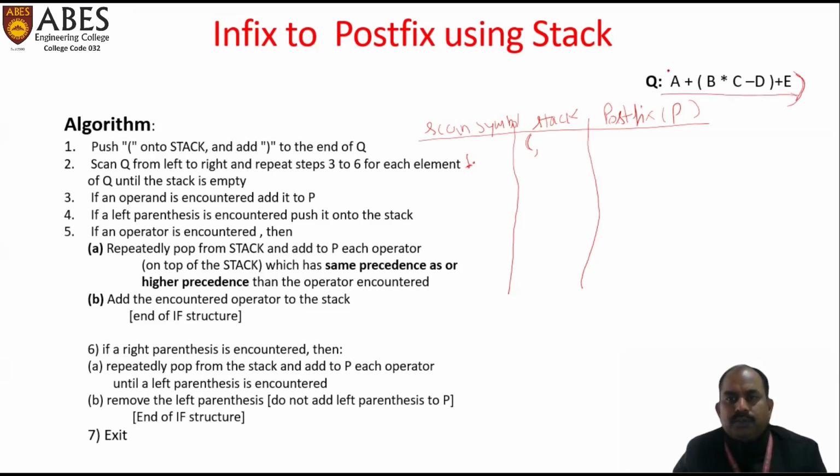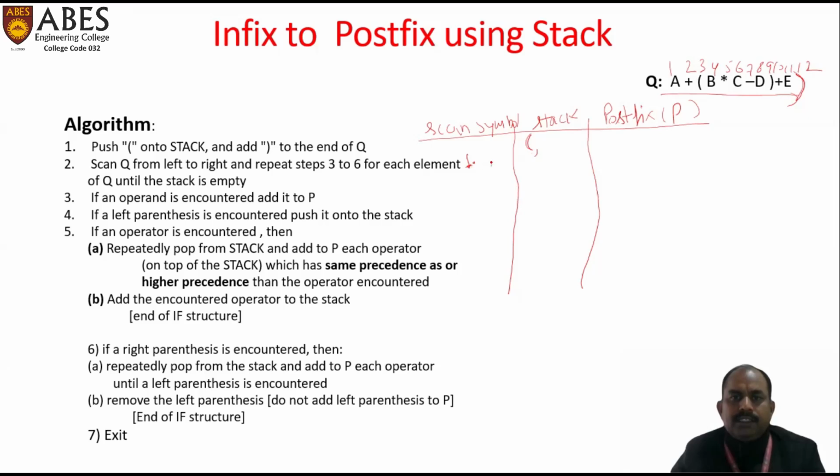So let me count the total number of symbols here. This is the first symbol, this is second, third, fourth, fifth, sixth, seventh, eighth, 9, 10, 11, and the last one is 12. So there are 12 symbols here, and we have to perform this algorithm in 12 steps. In the first step, we have added a left parenthesis on top of the stack. Then we have to scan symbols from left to right.